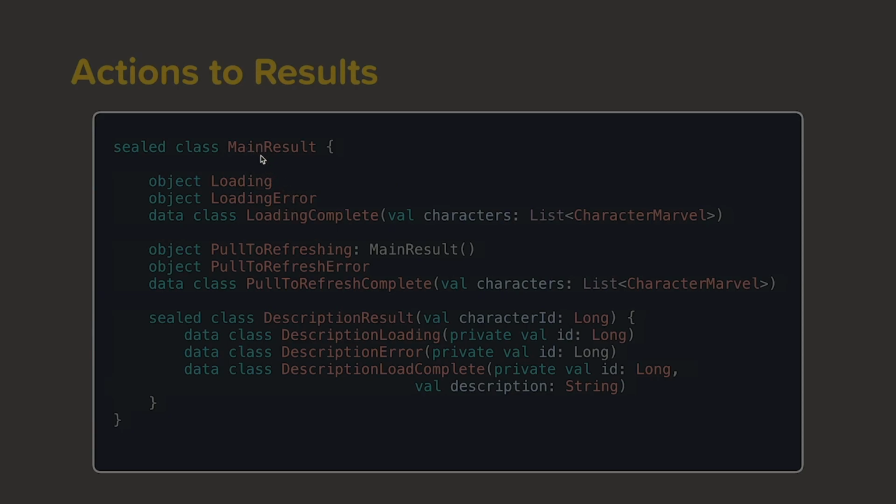So here we have a result interface, main result. For each particular action we have one or more results. In this case we have 3 results. For example, for loading we can emit a result of loading error or loading completed with a list of characters, and similarly for pull to refresh and description.